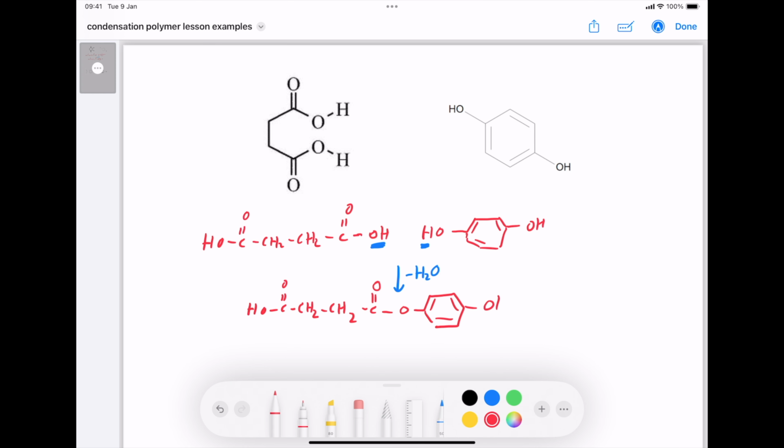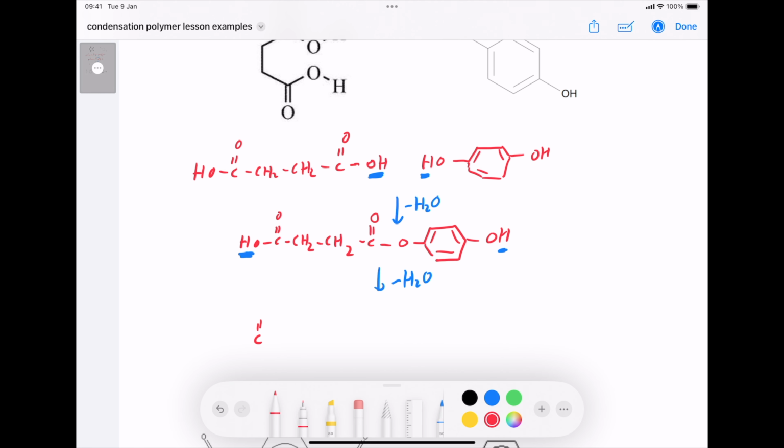Then in the second step, what we have to do is take off a second water molecule. And the way we do that is, again, you take off the OH of the carboxylic acid and the H of the alcohol. Brings us to, so we have the C double bond O, and the line, which is that bond, is still present. Then we have CH2, another CH2, ester bond in the middle, exactly the same as it was before. And then the benzene ring, everything remains as it was.